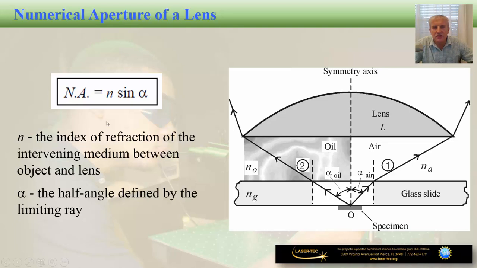As you can see in the formula that's given on the left-hand side, we have this parameter n here, which represents the index of refraction of the environment in which the lens has been positioned. And then also the numerical aperture is defined by the half angle that basically limits the light rays that are hitting this lens. So again, the formula on the left-hand side shows how to calculate the numerical aperture of a lens. Again, remember, the numerical aperture of the lens represents another parameter that defines the light gathering ability of a lens.